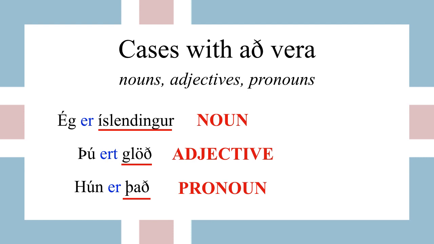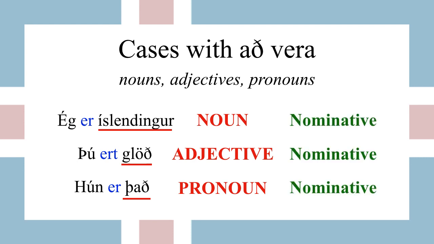Now, it's very important to recognize that the form of the noun or the adjective or the pronoun that follows að vera is always in the nominative form. And if you're having a hard time remembering what that means, I strongly recommend you go and check out my other video about Icelandic cases, because it's really important that you use the right form and that you know what that means and how you find it. So the two sides of að vera are both nominative. Ég and Íslendingur in that first example are both nominative. Þú and glöð are both nominative. Hún and það are both nominative. And that's just the way that að vera works.